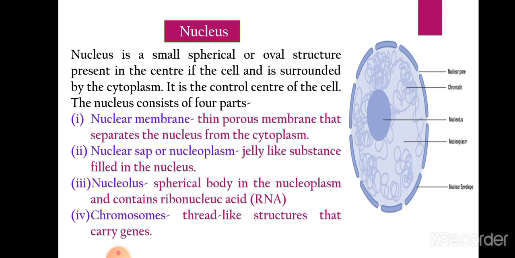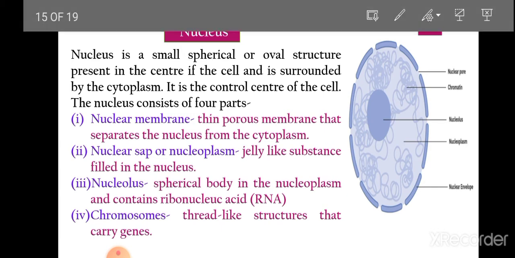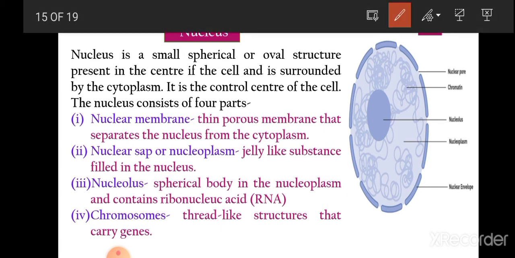Now, the next and very important component of the cell is the nucleus. Nucleus is the singular word, nuclei is the plural word. This nucleus is a small spherical or oval structure which is present in the center of the cell, and it is surrounded by the cytoplasm. So in the cell, the outermost layer is the cell wall, and the jelly-like fluid is present in the cell, where one spherical, oval structure is suspended in it, which is the nucleus.